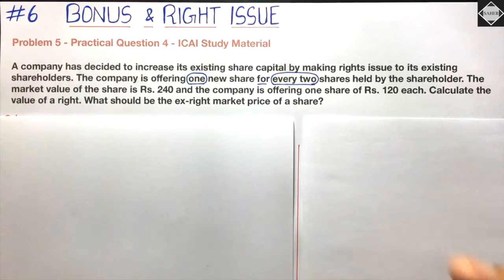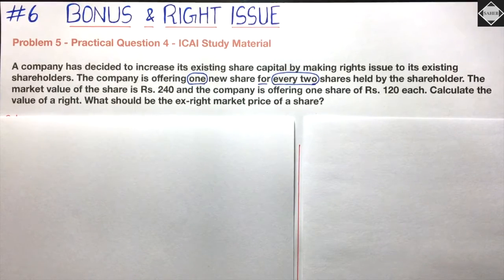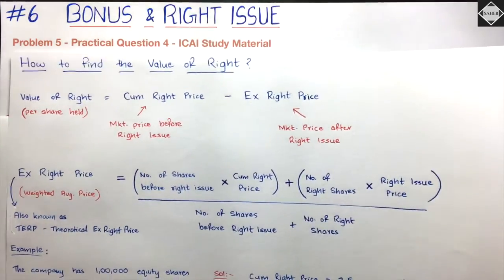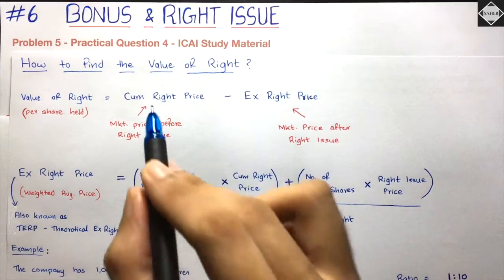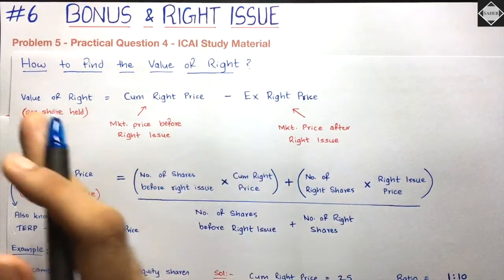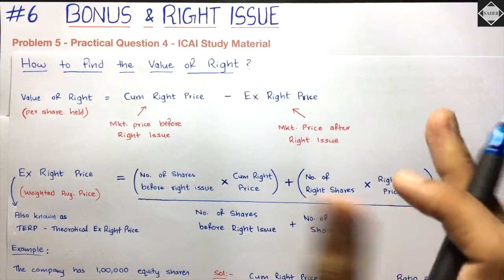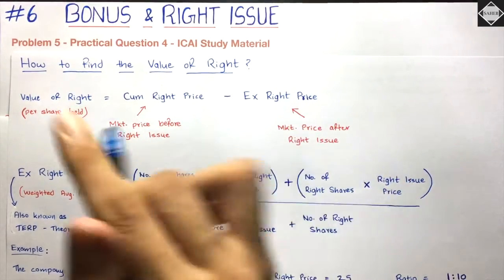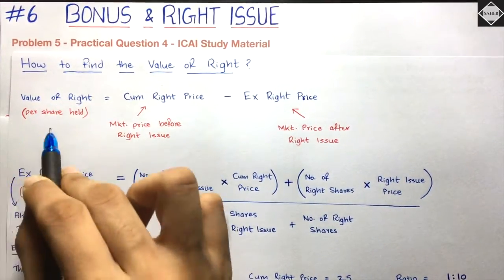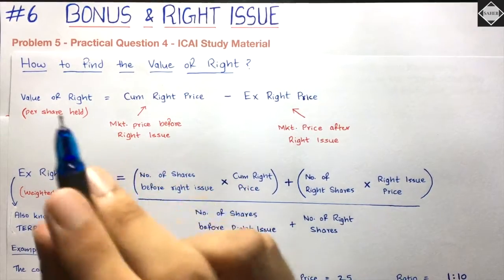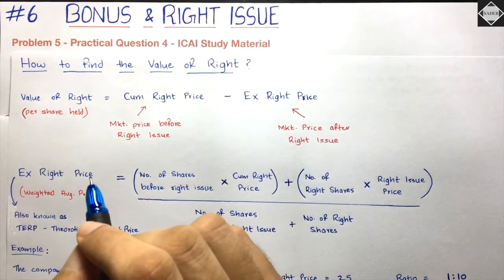Let's understand now, how do we calculate the value of a right? Let's just recap what we have done in the previous video. The value of right formula is cum right price, the market price before the right issue, minus ex right price, the market price after the right issue. These two values we subtract, we get the value of right per share held. Okay, that's what we get.